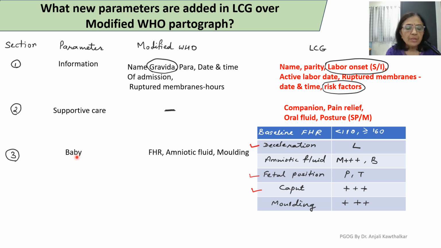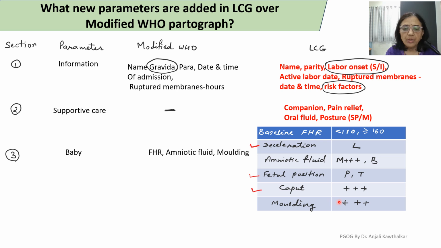For the baby's monitoring, we had 3 parameters previously: fetal heart rate, amniotic fluid, and molding. There are 3 new additions to the baby's monitoring now: deceleration, where late deceleration is given as an alert; fetal position, where occipito posterior and occipito transverse position is given as an alert; caput, where a marked caput, 3 plus caput, is an alert.